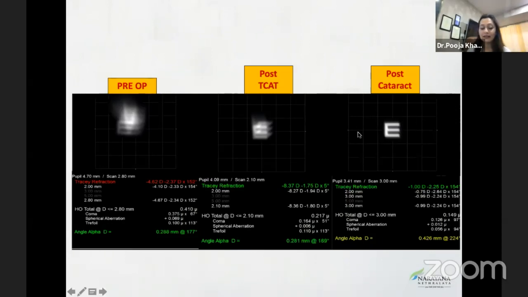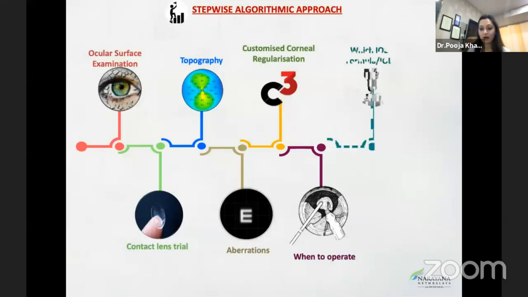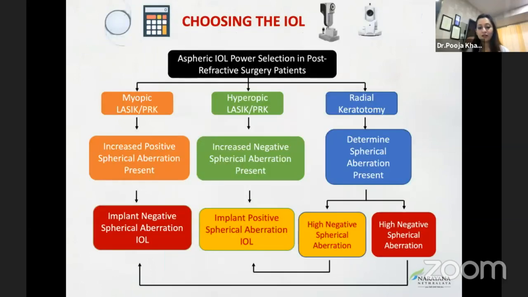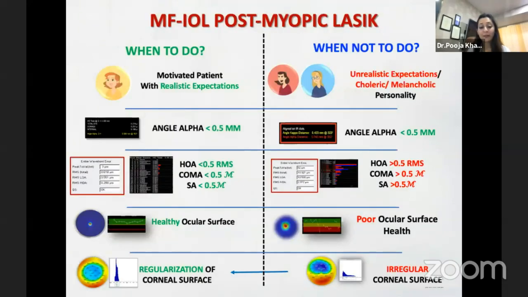So the idea here is whenever your patient has a decentered cornea or a decentered ablation or a small zone or a highly aberrated cornea, first you would regularize the cornea and then go ahead with the cataract surgery to have optimal outcomes. Which IOL power and IOL calculation to choose, Himanshu sir has already spoken about it, so I'll just skip it. Whether multifocal IOLs post myopic LASIK are possible or not, yes, they are possible.